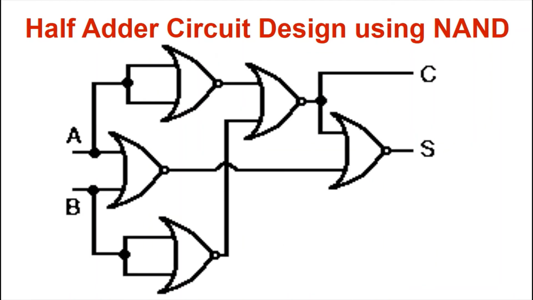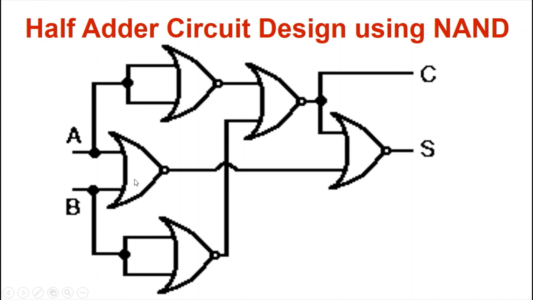Now let us move towards the implementation of the half adder circuit using only NOR gates. There is a correction here on the title. It has been written as NAND, but we are going to implement this using NOR gates. So again, here also we have taken 5 different NOR gates, and the inputs remain the same, A and B.